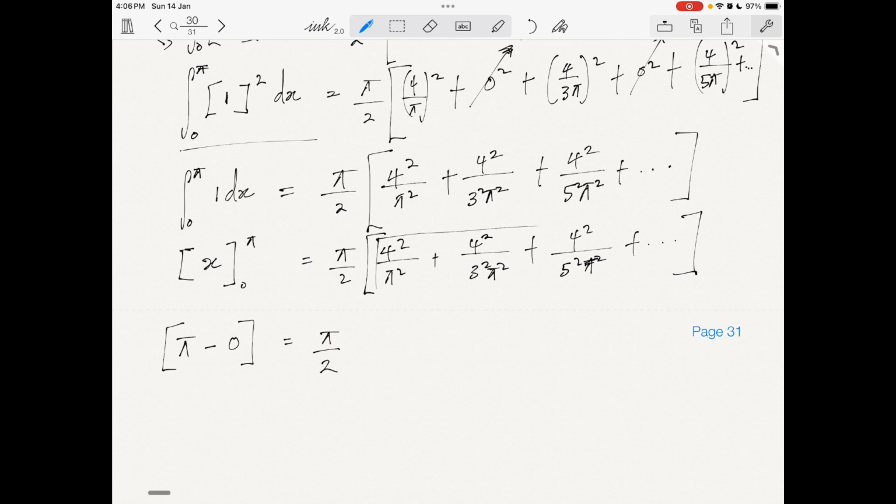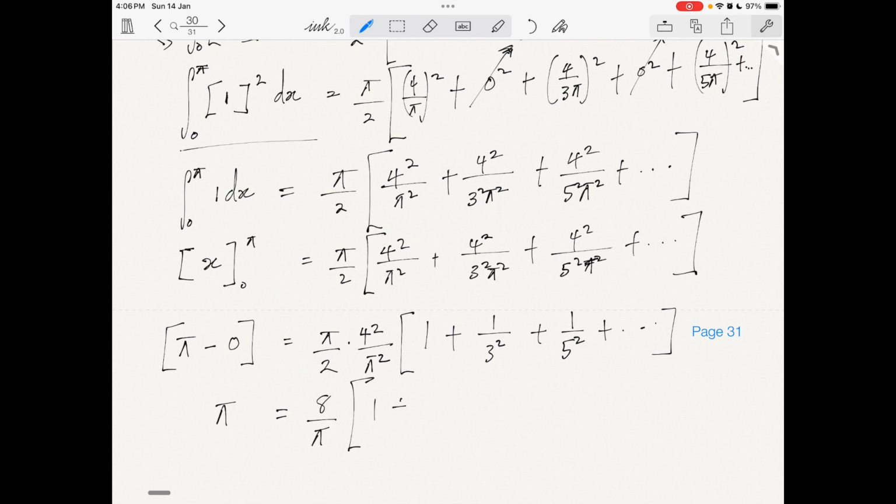Now when we look at this series here, we can say that 4 squared is common as well as pi squared. Therefore we'll be left with 1 plus 1 over 3 squared plus 1 over 5 squared. So here we will be left with pi, and after we simplify this, we will be left with 8 over pi multiplied by 1 plus 1 over 3 squared plus 1 over 5 squared plus triple dot.